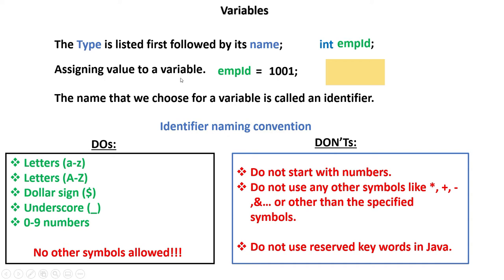Assigning a value to a variable: empId equals sign 1001. Here we're saying we are putting 1001 into empId in a memory space. So int empId semicolon declares it, and when we assign the value, we are putting the value in memory. The name that we choose for variables is called an identifier.